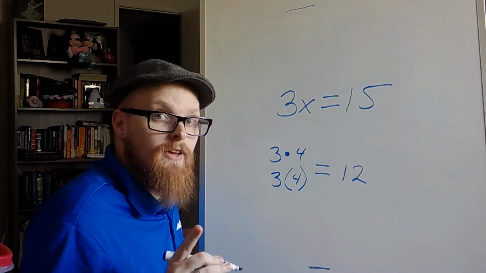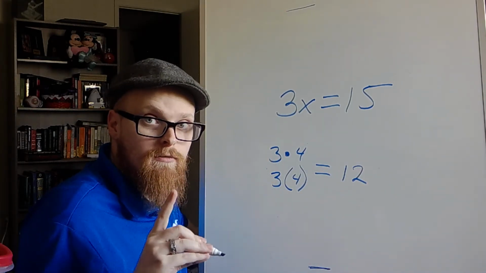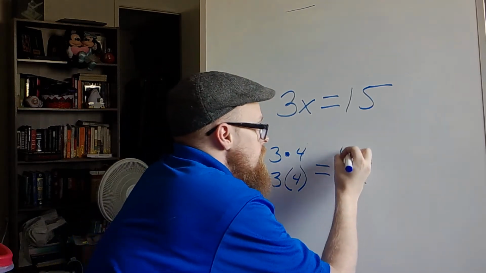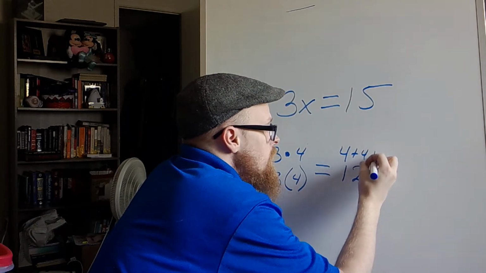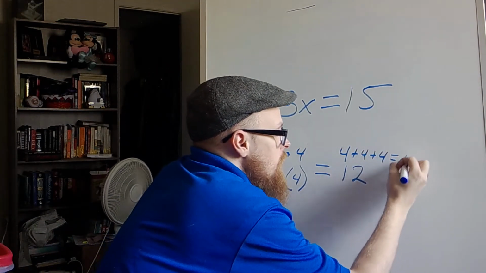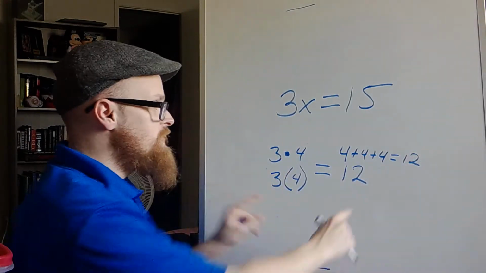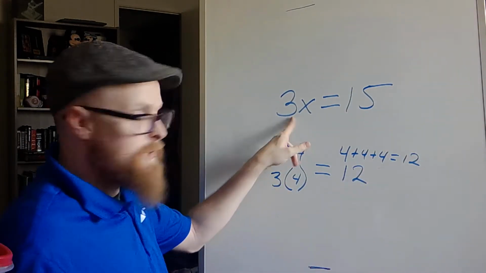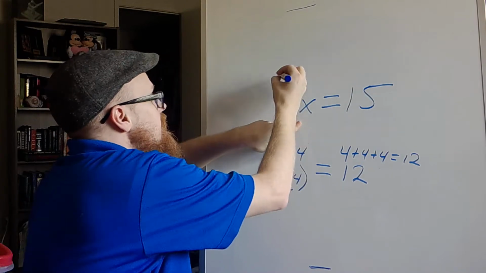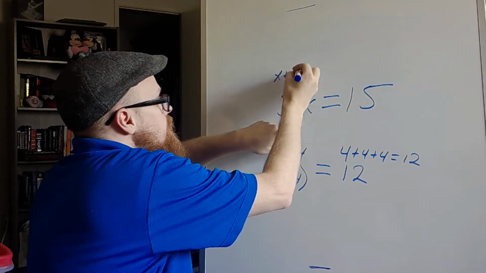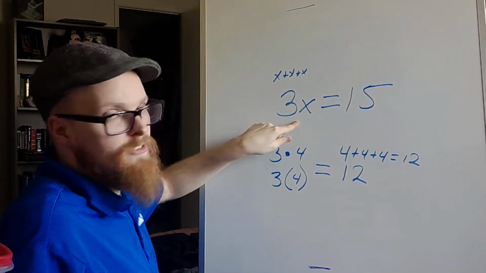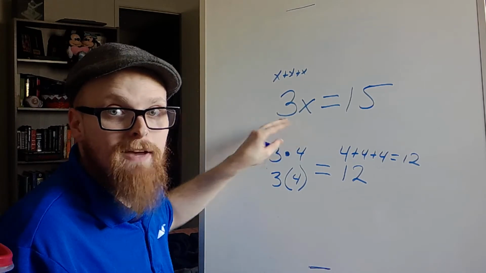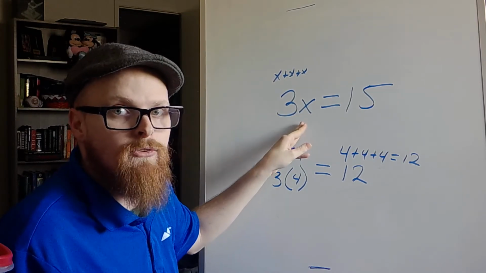That is the same as saying 4 plus 4 plus 4 also equals 12. So these two are the same. So I have 3 x's. So instead of saying x plus x plus x, we simply write it as 3x. Because we have 3 times of those x's.